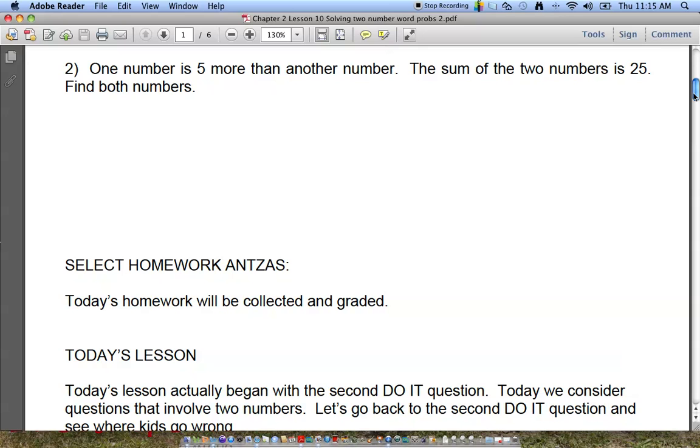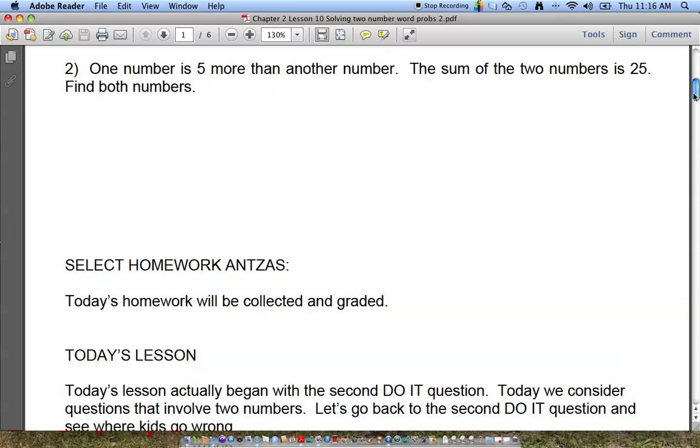Okay, one number is 5 more than another number. The sum of the two numbers is 25. Do you notice anything different about this problem compared to all the other word problems we've been doing so far? It doesn't have the useless information. Oh, okay, there we go. Most problems don't, but that is one observation. It doesn't have the useless information about the Grand Deacon of Dinero. What else do you notice about this?